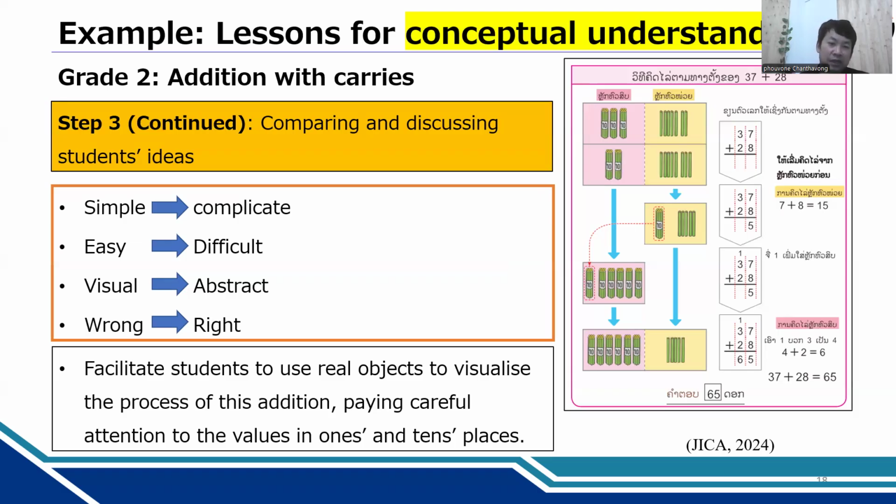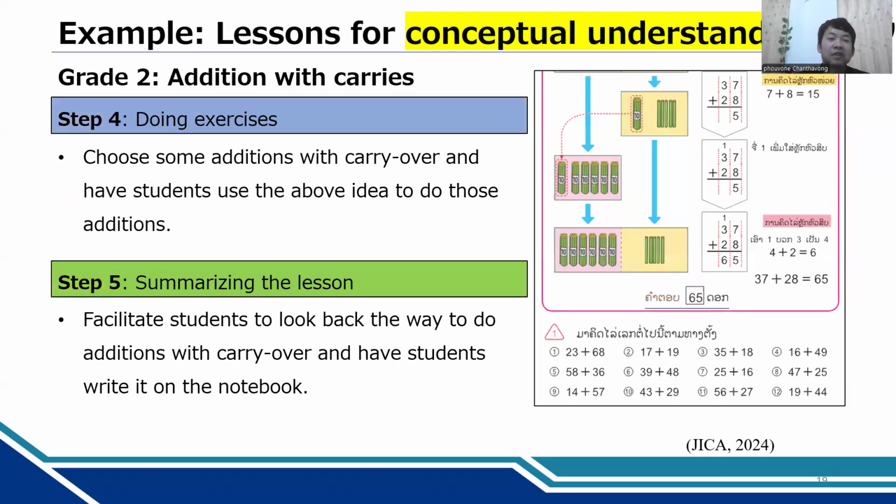So after discussion and comparison, now the teacher should facilitate students to use real objects in this kind of lesson. Here they use the chopstick as an example of real objects to do the addition. But for your lesson, you might use another material. It's also fine. After that, we come to step 4, doing exercises.